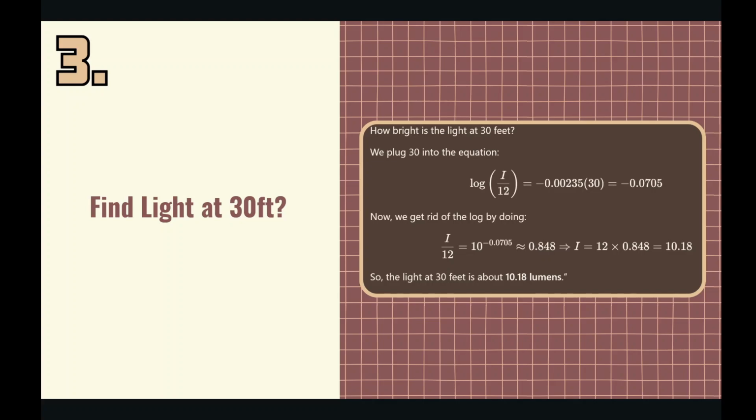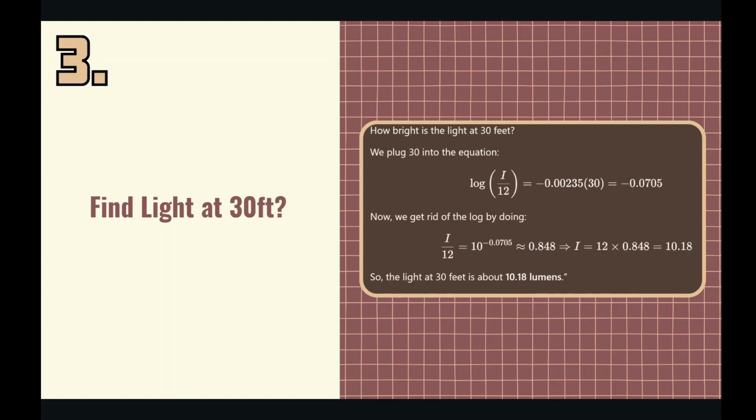So this is a practice question. I took a screenshot of it. How bright is the light at 30 feet? So we use the formula. We plug in the values we know. We know X, so we plug in X. And then doing the math, we get 10.18. So basically, the light at 30 feet is about 10.18 lumens.